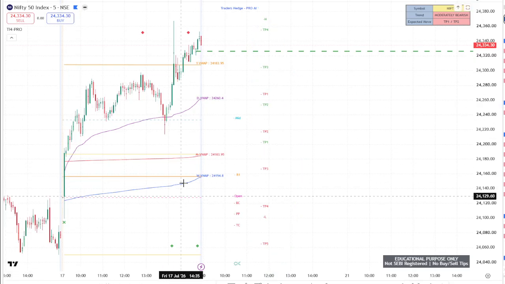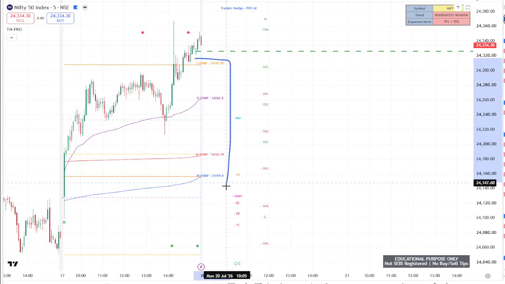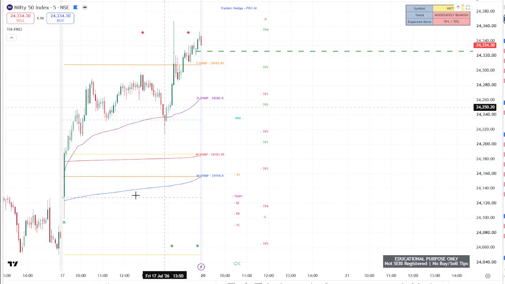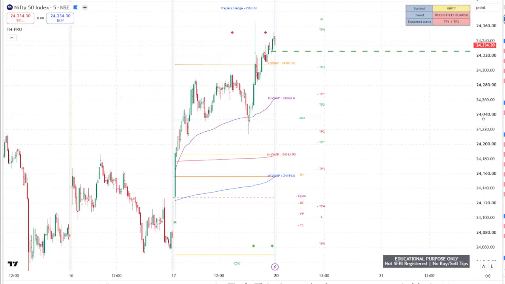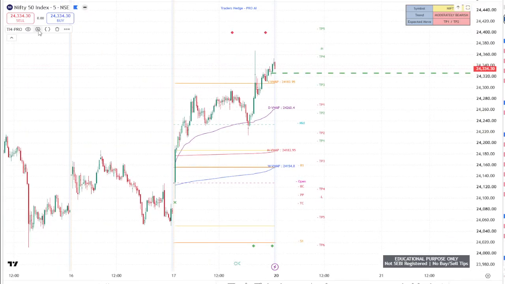So this helps you make your analysis based on VWAP too. You can see when it went up, the yearly VWAP showed some resistance. When it pulled back, the daily VWAP supported. So this is one part of it, if you are using VWAP for your trade analysis.